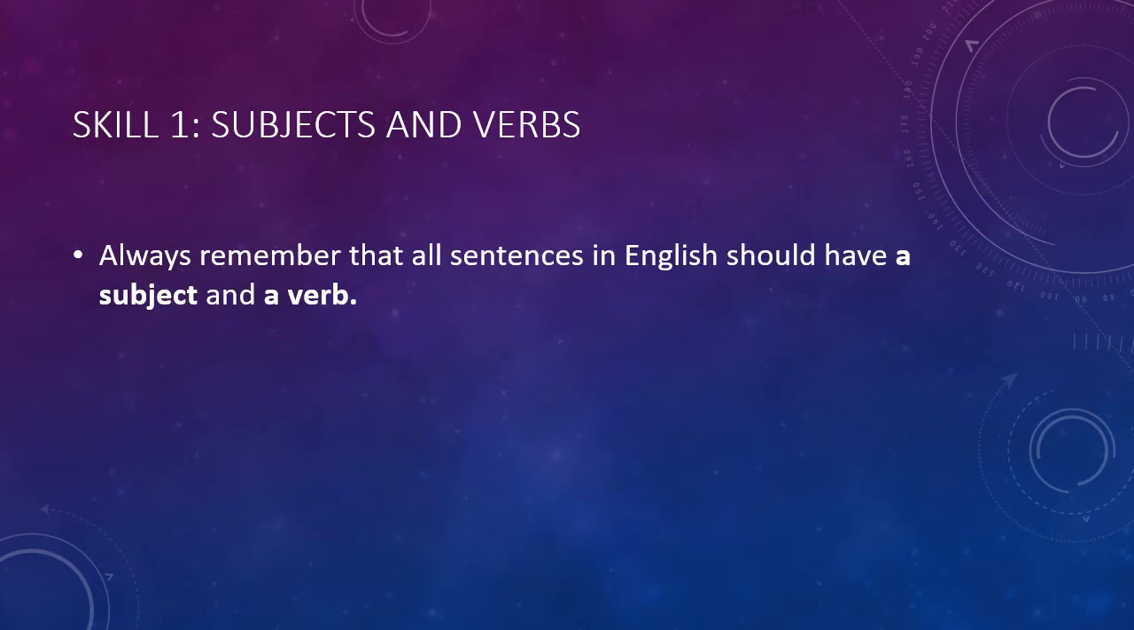So when you read the sentences in the questions, make sure that you find the subject and the verb. If the subject is missing, then the answer should be the subject. So you need to find a subject in the multiple choices. But if you think that the sentence is missing a verb, then you need to find a verb in the multiple choices.